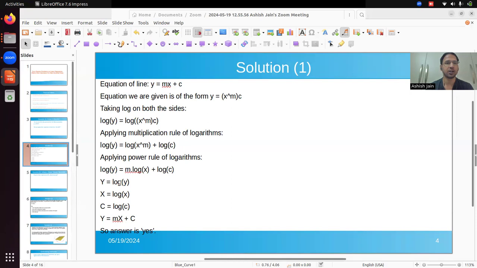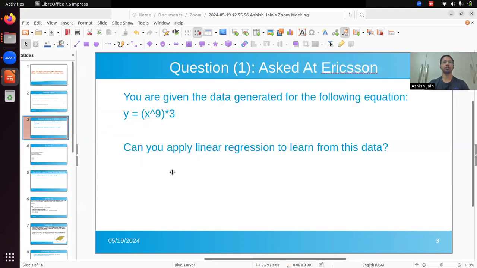Basically, this equation: log of y equals m into log of x plus log of c. Here it can be treated as an equation for line y equals mx plus c. So the answer is yes. This data, if you can solve, you can apply linear regression to learn from this data.